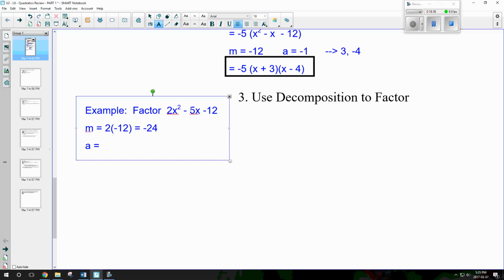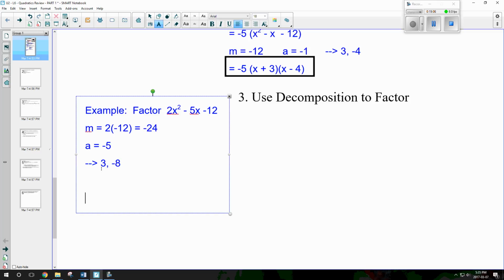But our a value is still just this middle value of negative 5, because that's the one sitting in front of the x. So we need to come up with our two numbers that multiply to negative 24, but add to negative 5. Again, if you're struggling with that, go through all the different options of things that multiply to 24, and then find which is the pair that adds to negative 5 when you have a negative in one of those numbers. In this case, the numbers that work are 3 and negative 8.